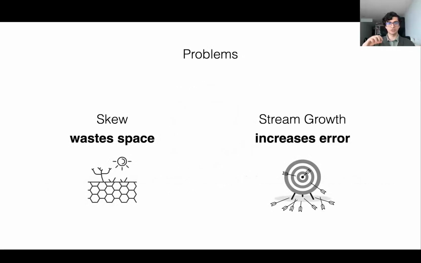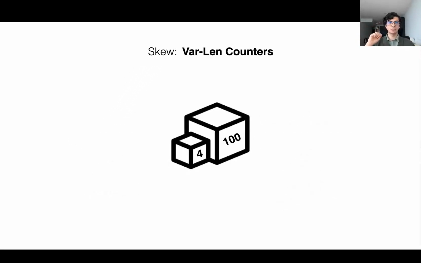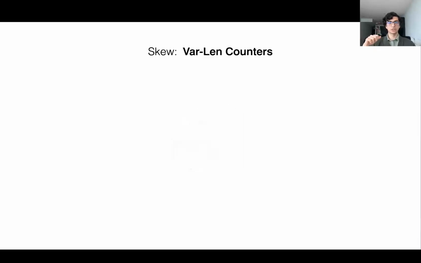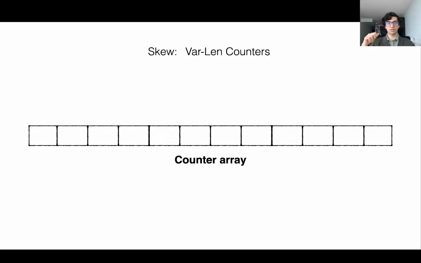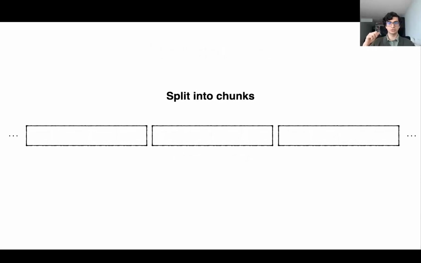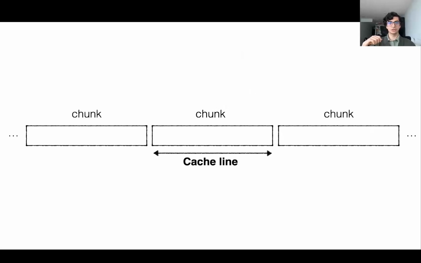Sublime addresses the discussed problems using two complementary techniques. For the problem of skew, it implements variable length counters to get rid of the unused leading zeros. Specifically, it takes each counter array it works with and splits it into chunks. It encodes the counters of each chunk within a single cache line, and within each chunk, it stores extendable counters.